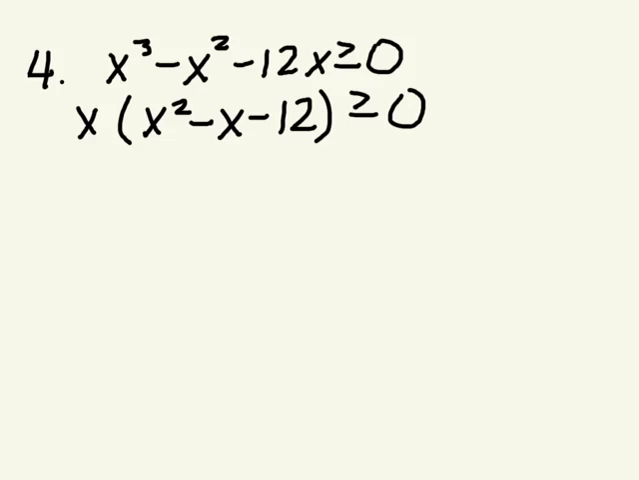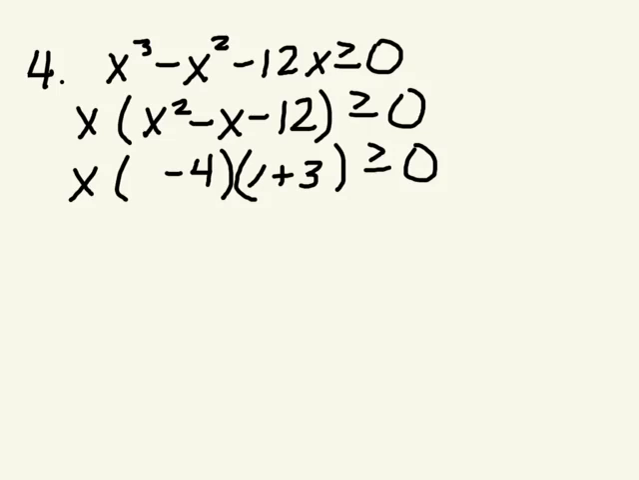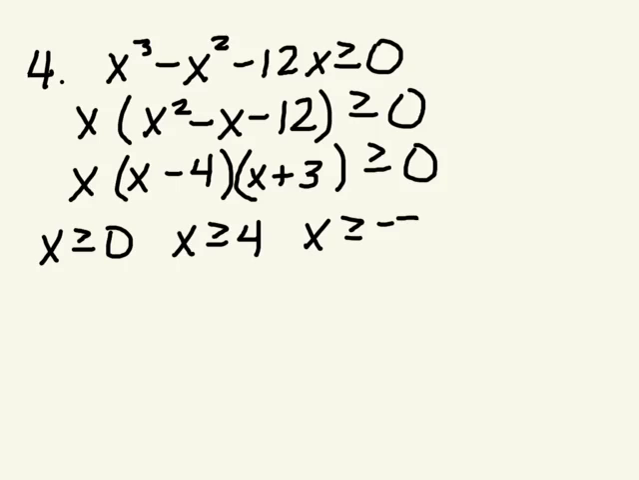And then you can factor the trinomial that you have left there. We want to multiply to negative 12 and add to negative 1. And that combination is negative 4 and positive 3. So we're basically set all of these equal to 0. So that gives us our zeros of our function.